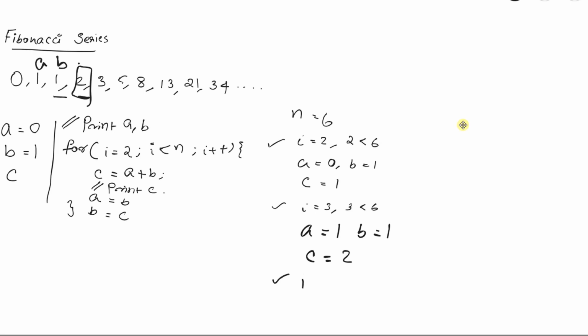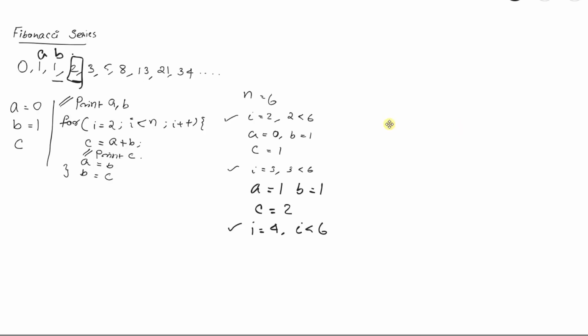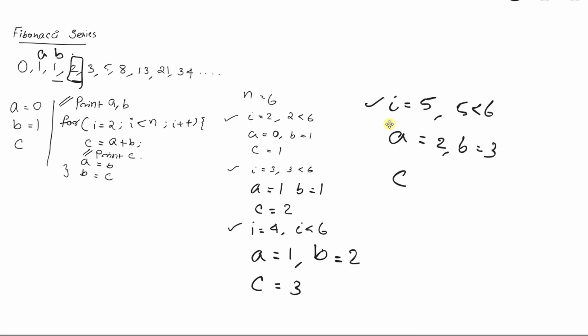For the next iteration, I is equal to 4, I less than 6. Because we have swapped the values of A and B, A will be equal to the old B, that is 1, and B will be equal to the old C, that is 2. Now when we are finding the C value, it will be 3. So that happens, and I will increment. In the next iteration, I will be equal to 5. 5 is less than 6, that is true. Now since we have exchanged A and B values in the previous iteration, A will be equal to 2 and B will be equal to 3. When we are finding C is equal to A plus B, it is 3 plus 2 is 5.